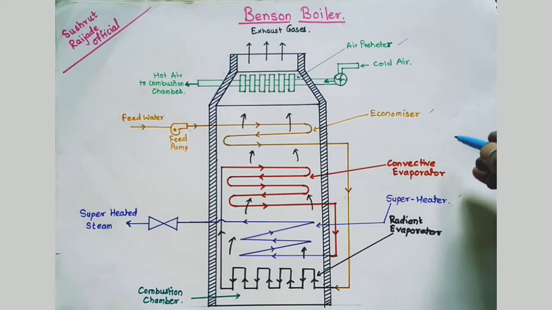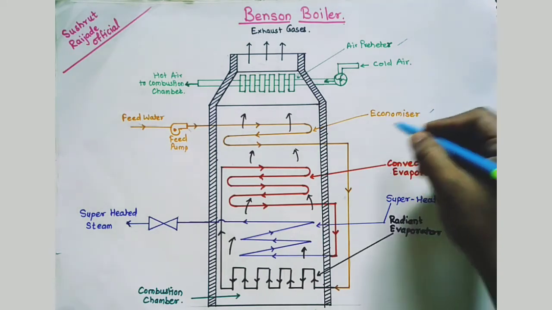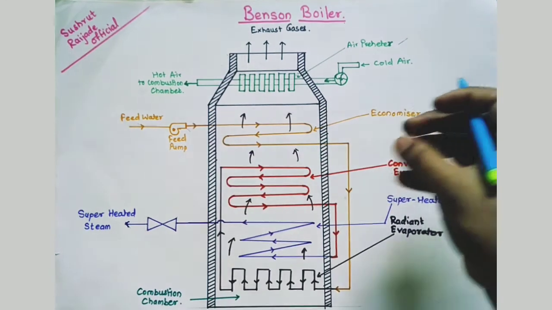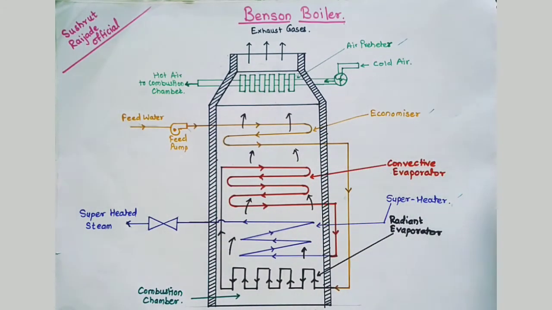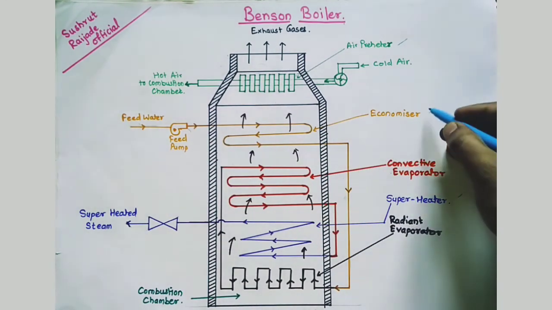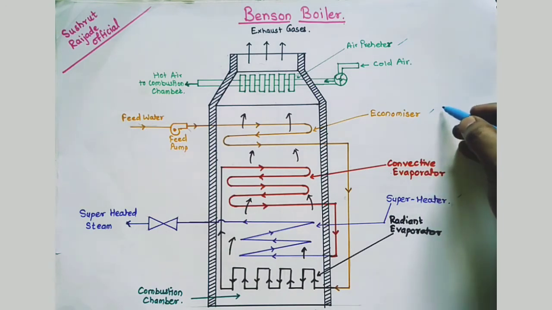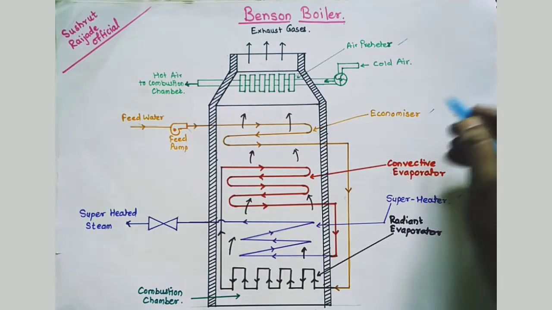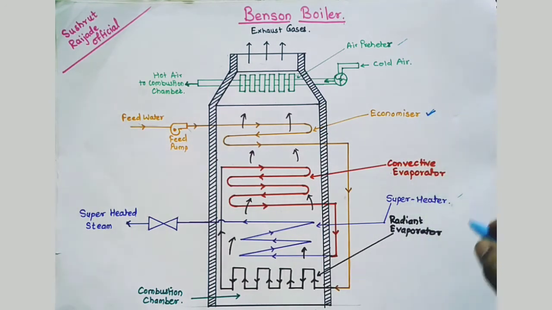Now, each boiler, that means Lamont boiler, Benson boiler, these boilers use an economizer. What is the function of the economizer? To preheat the water. The function of the economizer is to preheat the boiler water.